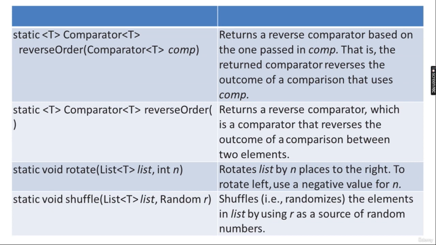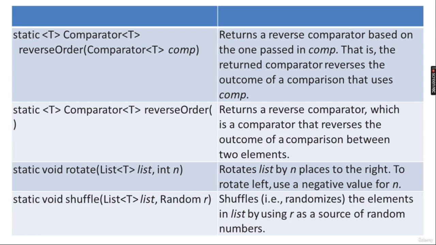static <T> Comparator<T> reverseOrder(Comparator<T> comp) returns a reverse comparator based on the one passed in comp. That is, the returned comparator reverses the outcome of the comparison that uses comp. static <T> Comparator<T> reverseOrder() returns a reverse comparator, which is a comparator that reverses the outcome of a comparison between two elements. static void rotate(List<T> list, int n) rotates the list by n places to the right. To rotate left, use a negative value for n.